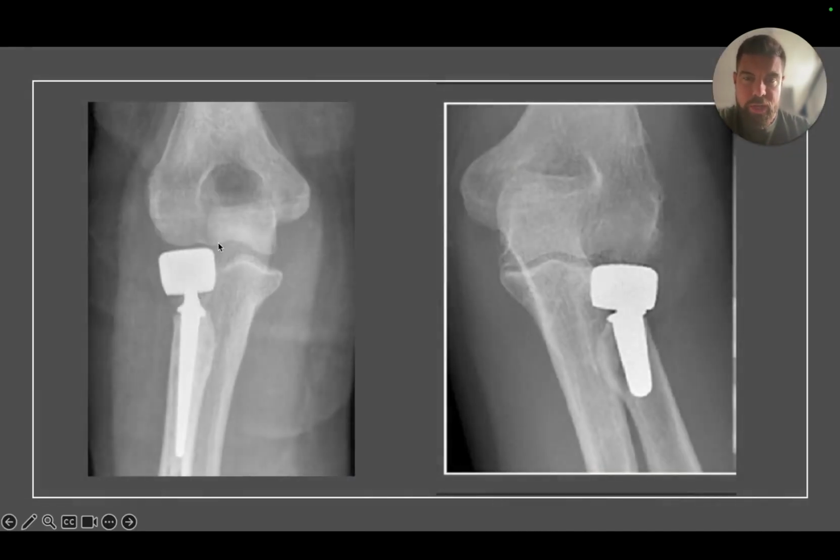Here's a very good example of where that sigmoid notch sits here, but this is clearly too long. This image here, although a little bit rotated, gives you a better idea of this congruent line. You could argue maybe it's a tiny, tiny little bit too long, but it's certainly far better than this over distraction here. And by doing this, you will push them into varus. They will not be happy with you, and the pronation, supination movement will be impaired.